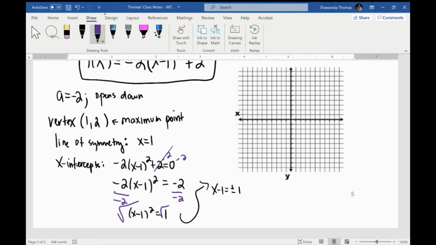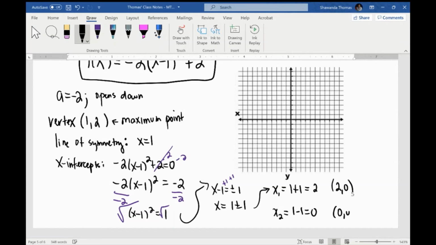Then we add 1 to both sides. I usually put that in the front. So x equals 1 plus or minus 1, which means one version of it is 1 plus 1, which is 2, and another version is 1 minus 1, which is 0. So we have 2, 0, and 0, 0. Very good. Any questions about the x-intercepts? Try the y-intercept now.